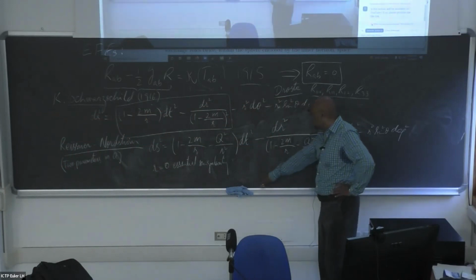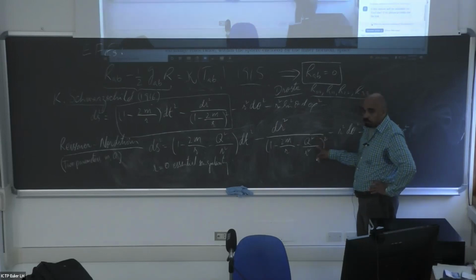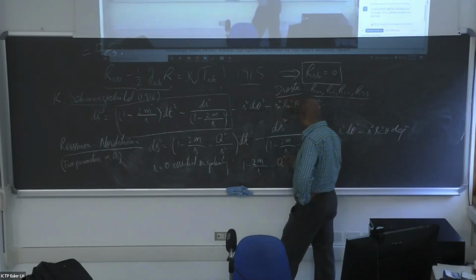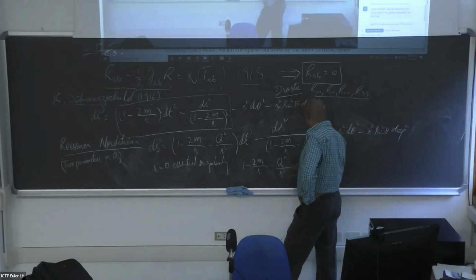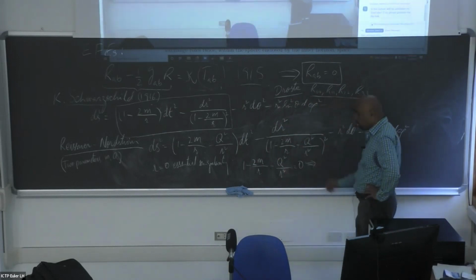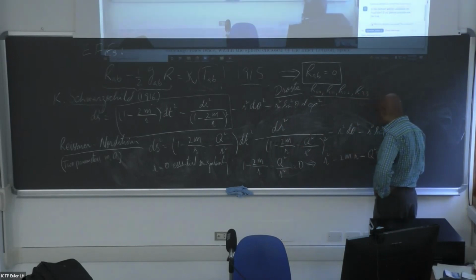But for other singularities, for coordinate singularities, I told you that we take the inverse of g_rr and put that equal to 0. So take this inverse and put it equal to 0: 1 minus 2m over r minus q squared over r squared equals 0. And now you can see that this gives us a quadratic equation, and it will have two solutions.